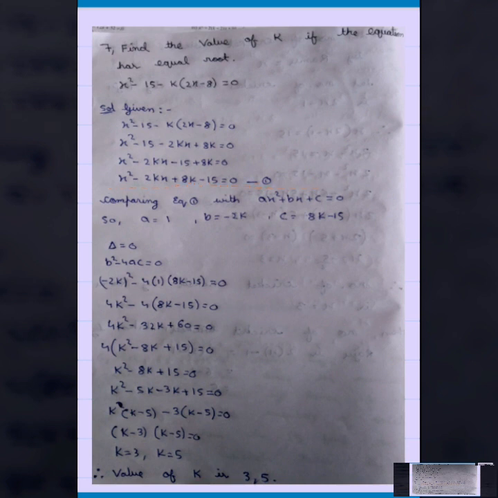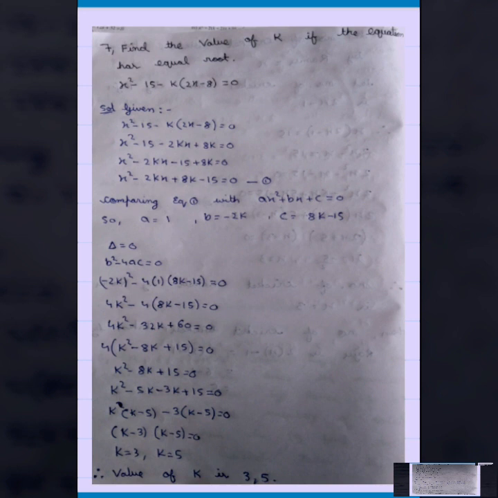So compare equation 1 with ax square plus bx plus c equal to 0. So we got the values a equal to 1, b equal to minus 2k, and c is equal to 8k minus 15. In the question they gave the condition that the equation has equal roots. So equal roots means delta is equal to 0. So what is delta? b square minus 4ac.